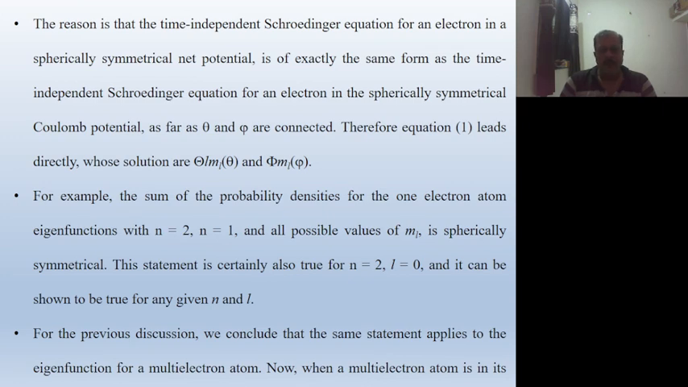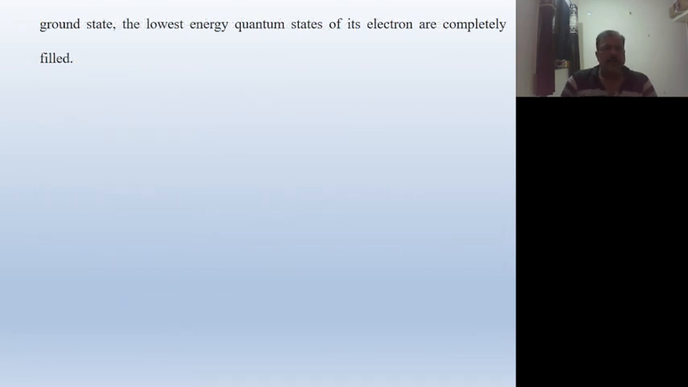Now, when a multi-electron atom is in its ground state, the lowest energy quantum states of the electrons are completely filled using the exclusion principle. First a step will be filled, then the electron goes to the next step. The next step will be filled, then the electron goes to another next step. This works by the exclusion principle.